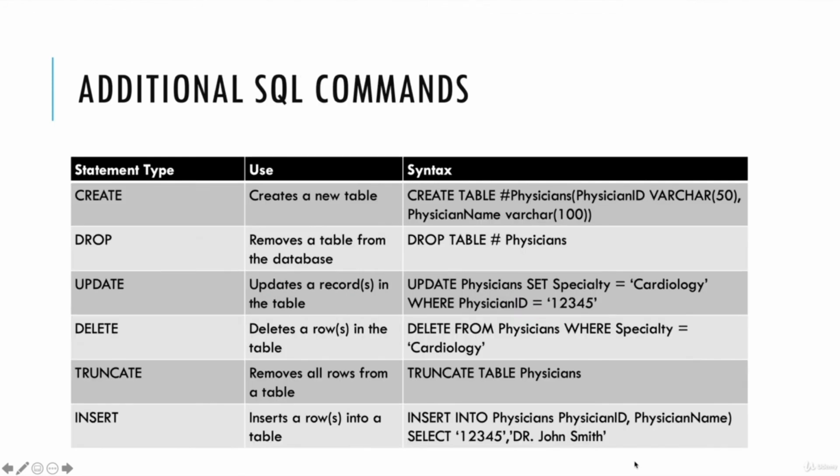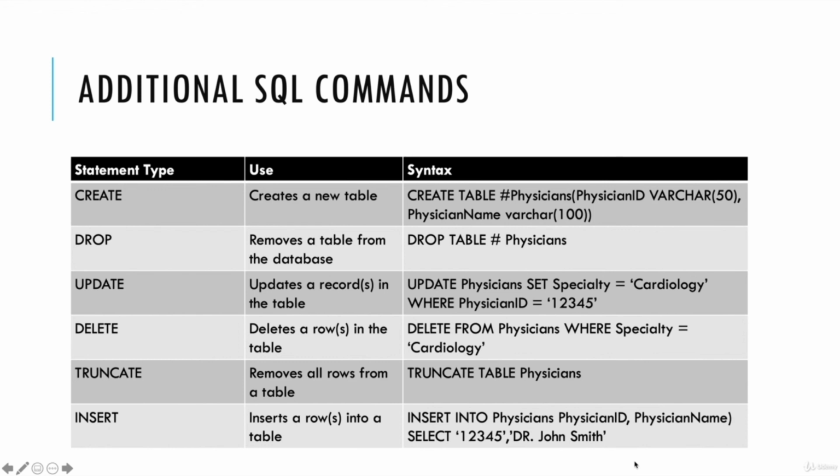Now let's cover some other additional SQL commands. This first example talks more about ways that you can manipulate tables. So you can create a table. Basically, if you have a new table, you can create it with or without data. You would want to name the table, name the columns, and give them types. So you can see in our example, create table #physicians with columns physician ID, which is a varchar 50, and physician name, which is varchar 100.